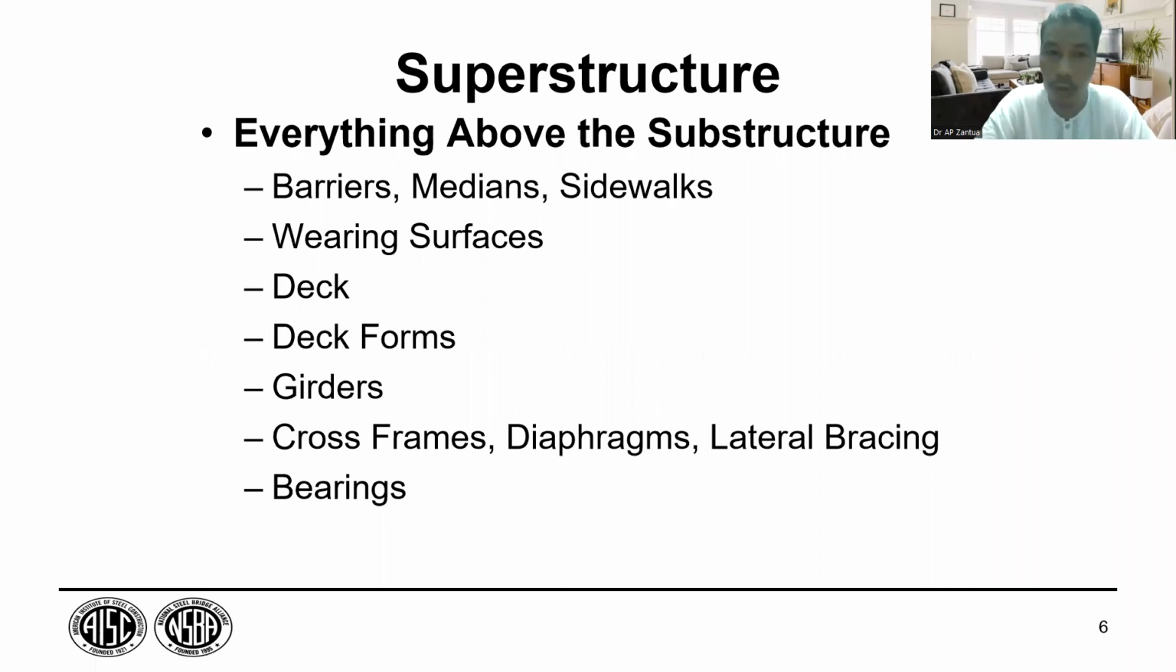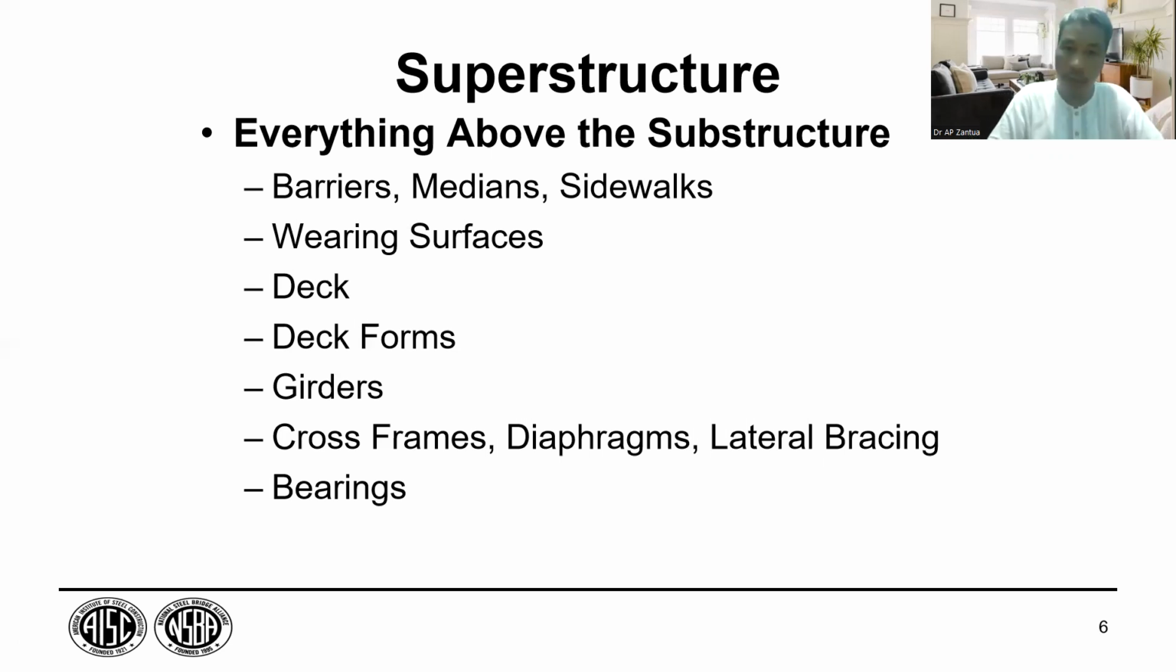Sidewalks, we call it sidewalk. Wearing surfaces. Wearing surfaces is the uppermost part of the pavement, so the topmost part of the pavement. The pavement actually has several layers, 4 to 5 layers in the upper pavement. So the topmost is what we call wearing surfaces.